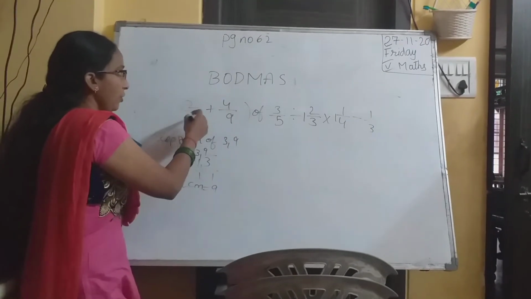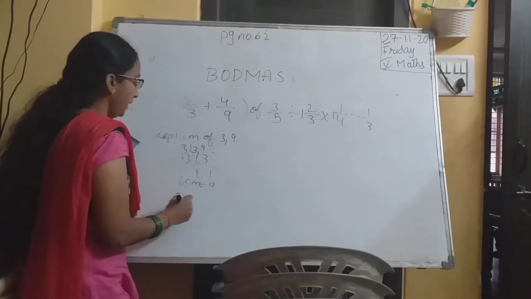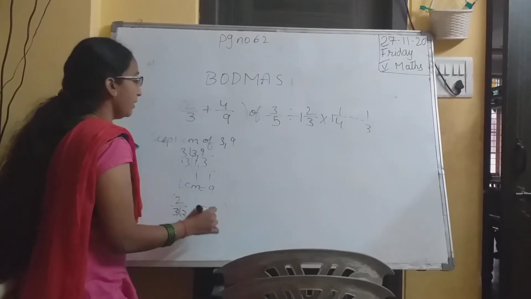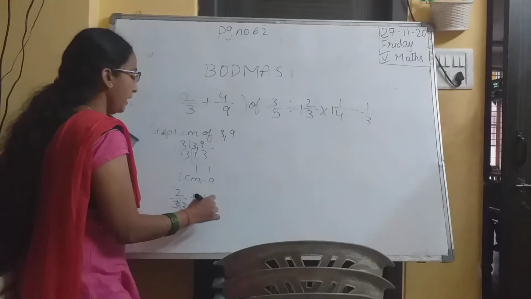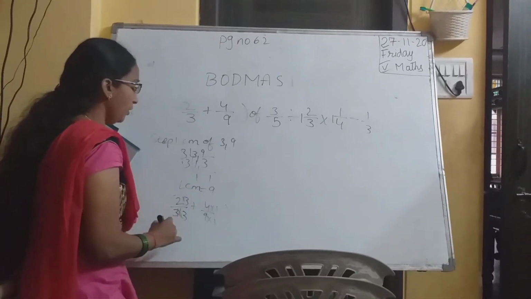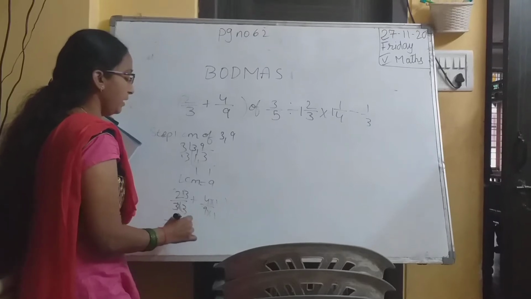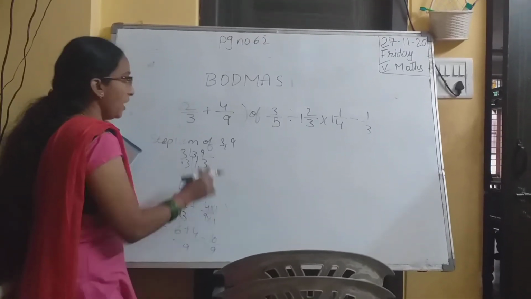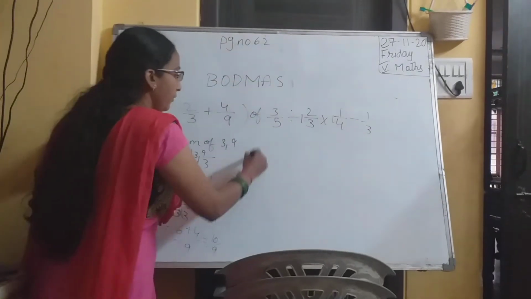LCM of 9. So 2 by 3 into 3. This is about brackets children. Plus 4 by 9 into 1. Now what you are going to get? 3 2s are 6 plus 4 by 9. That is 10 by 9. The answer in the brackets is 10 by 9. Now you see the sum here.